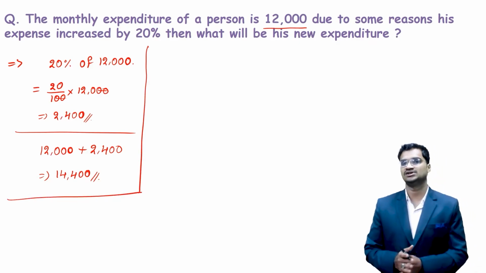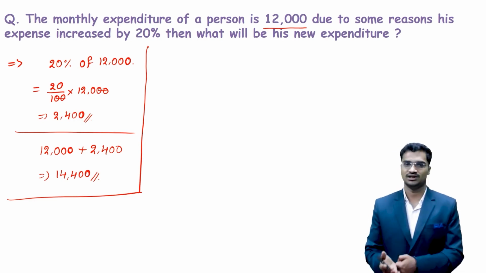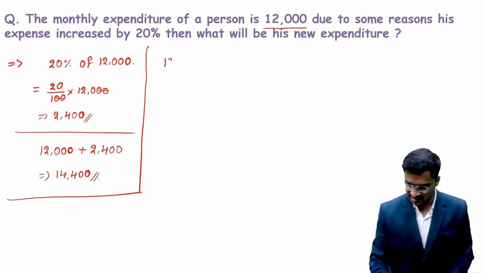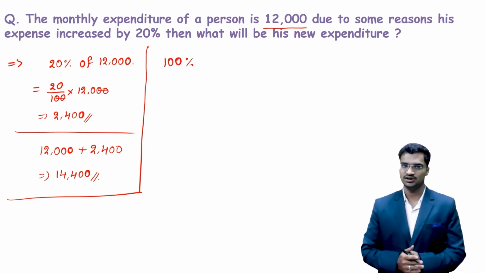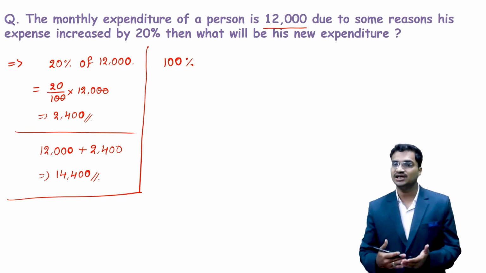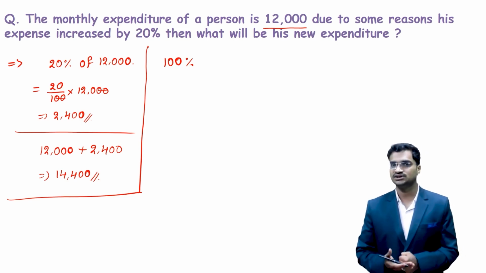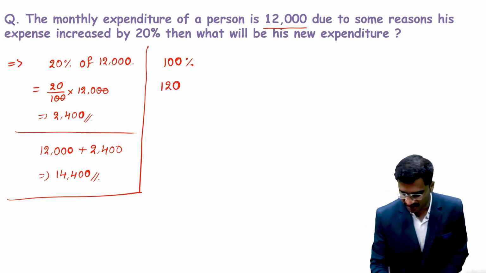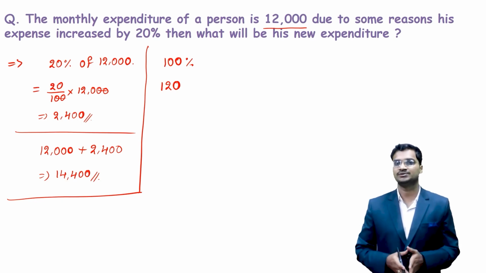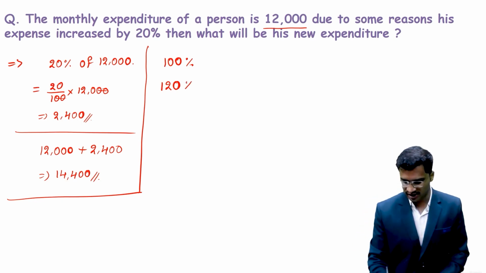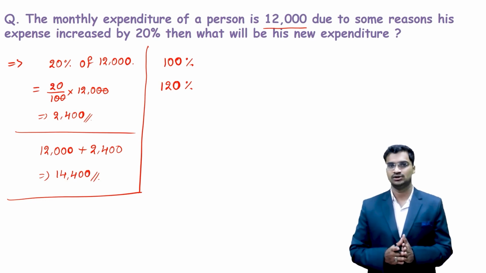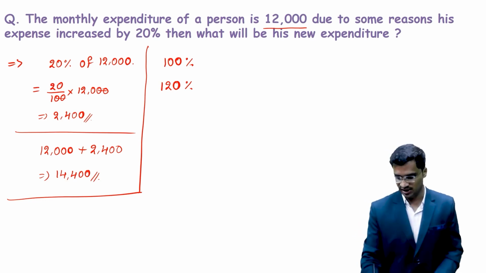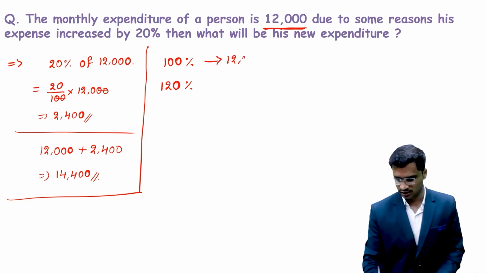We can also solve this question in some other way. So let us see. Let us assume our expenditure is 100%. Now he is saying that our expenditure has increased by how much percentage? 20%. Our expenditure has increased by 20%. So previously our expenditure was 100. Now our expenditure is increased by 20%, which is 120%. So 100% value is given here. 100% is what here? 12,000. So 100% is 12,000.